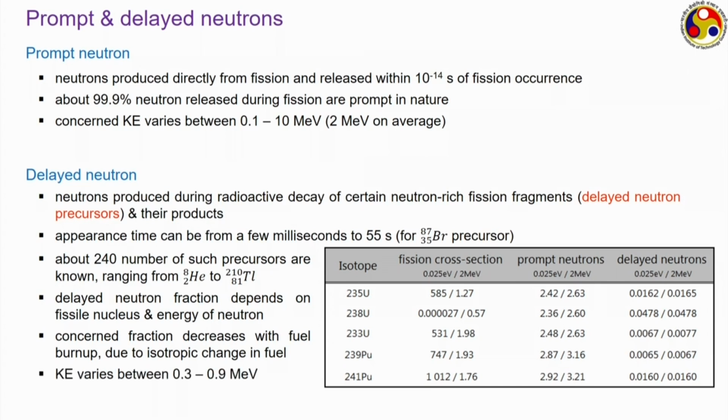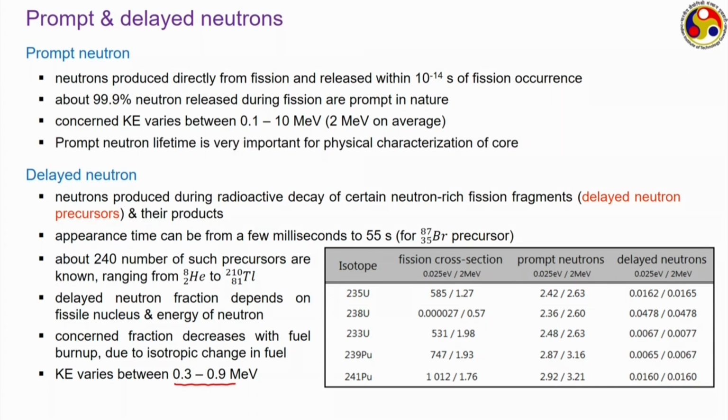And if we compare that figure with the delayed neutrons, it is just 0.3 to 0.9 MeV. So, much lower compared to the prompt neutrons. For delayed neutrons, the average is something like 0.4 MeV. So, 2 MeV for prompt neutrons, whereas only about 0.4 MeV for delayed neutrons.